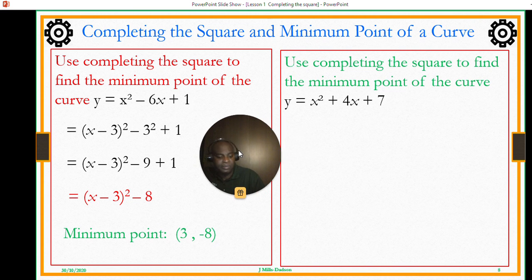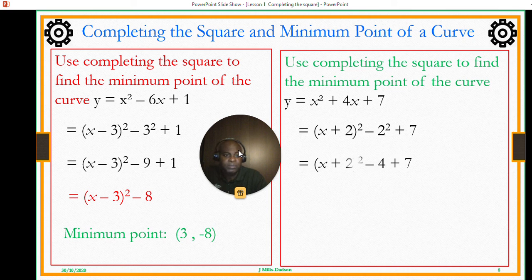Let's try the second question. B is 4, so divide b by 2. 4 divided by 2 will give you 2. And you substitute 2 into the formula. That's what you have. 2 squared is 4. So next step, you're going to have negative 4 plus 7 outside the bracket. And we need to compute negative 4 plus 7, which gives us positive 3. Like I said, the coordinate point will be the opposite of what is in the bracket. We have plus 2. So the x coordinate will be negative 2. And the y coordinate will be positive 3.